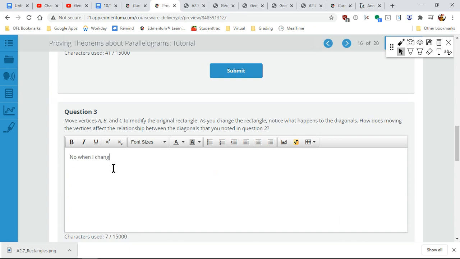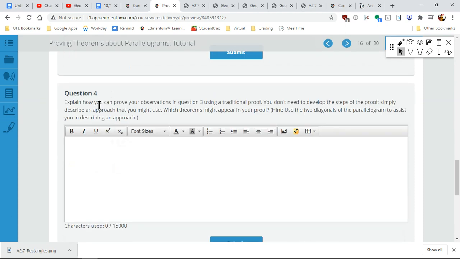When I change the size, diagonals remain, you can put stayed congruent, remain congruent. So explain how you prove in your observations, traditional proof.